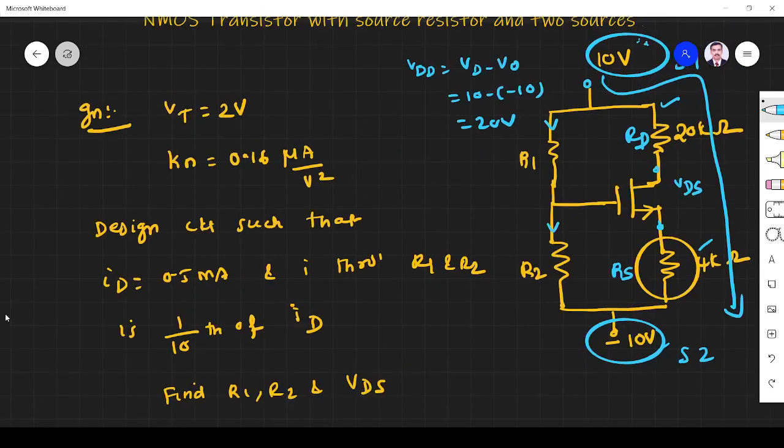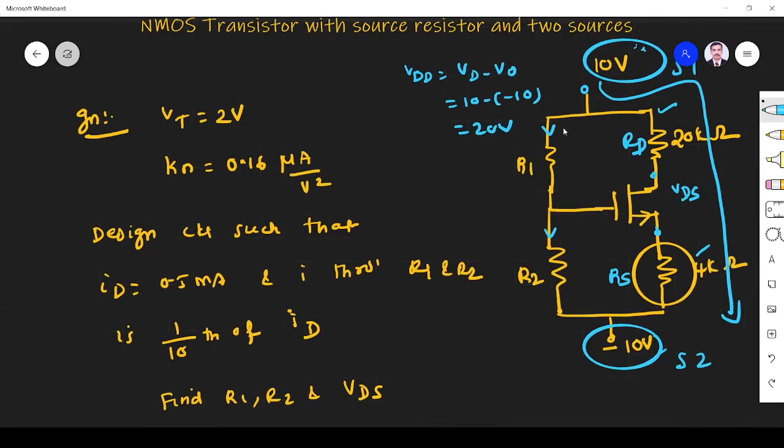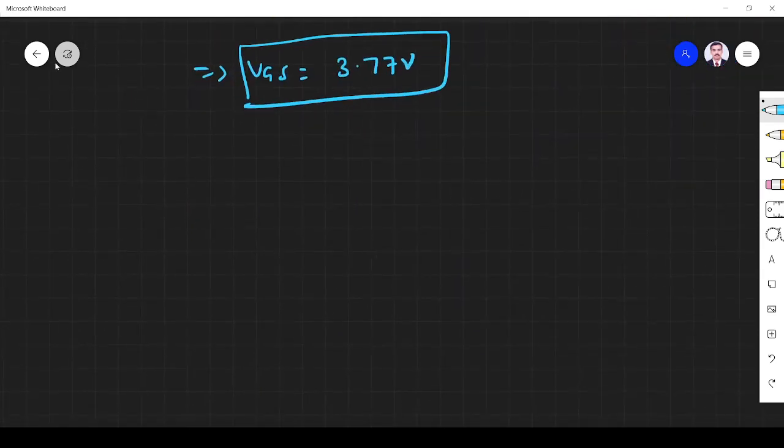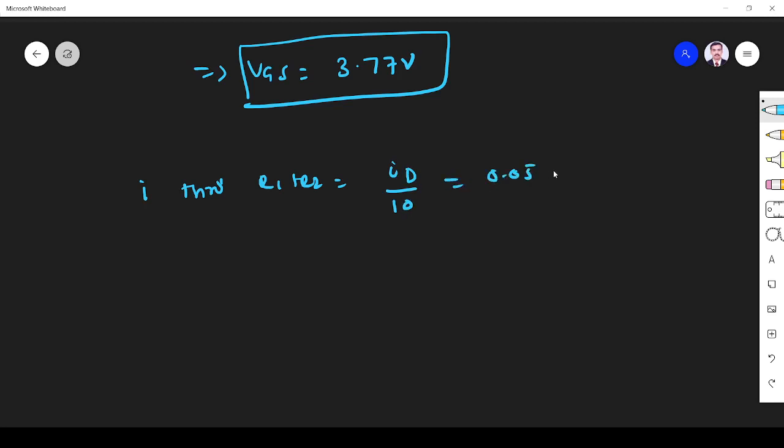From the problem, the current through R1 and R2 is given. This is the current flowing through R1 and R2. Gate current is 0 because the gate is insulated. So all the current flowing through R1 will go to R2, which is 1 by 10th of ID, as per the problem. ID is 0.5 milliampere, so ID by 10 is 0.05 milliampere.